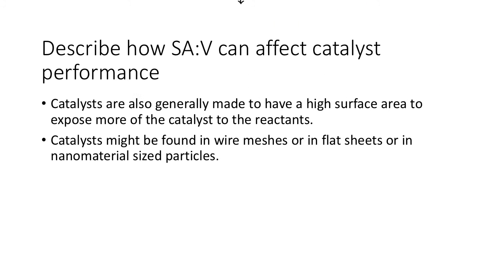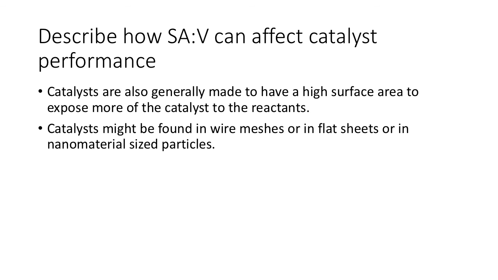Finally, catalysts also need to be exposed to the reactants. Therefore, catalysts generally have a high surface area as well, to expose more of the catalyst to the reactants. So you generally find them in things like wire meshes or flat sheets, or even nano-sized materials, so that they can be exposed to as many particles as possible and therefore make the biggest difference.